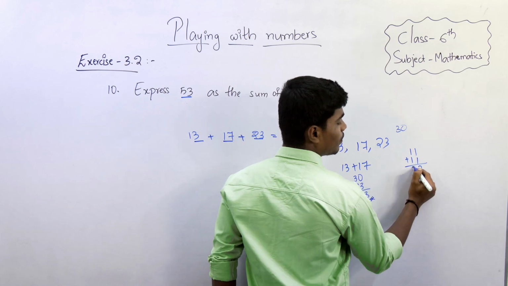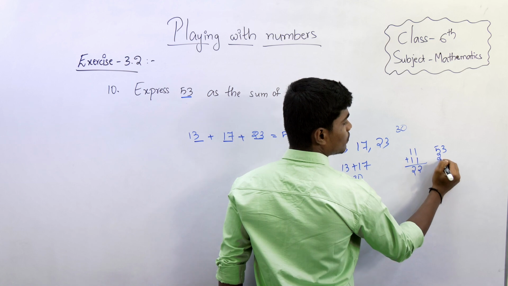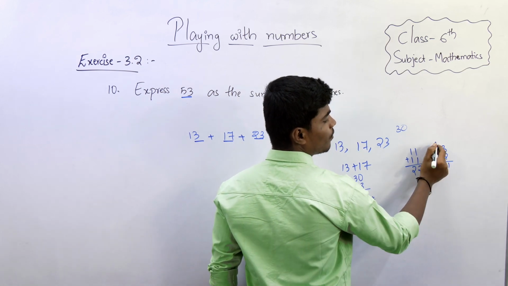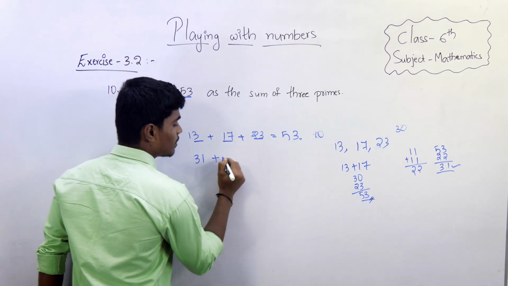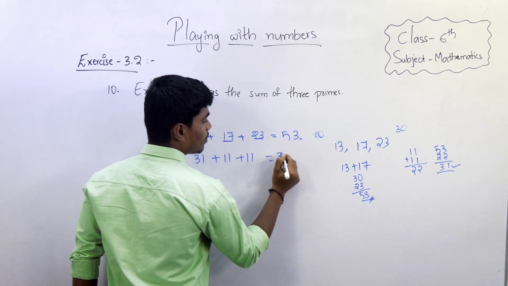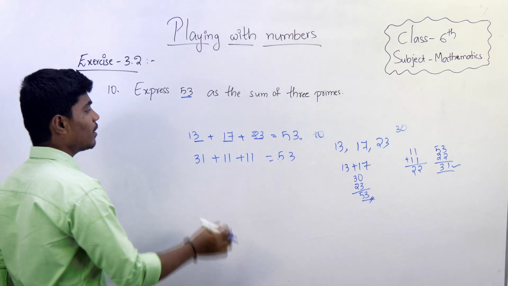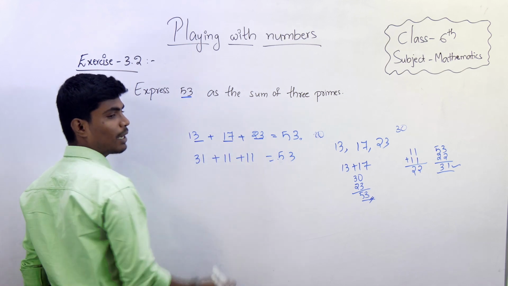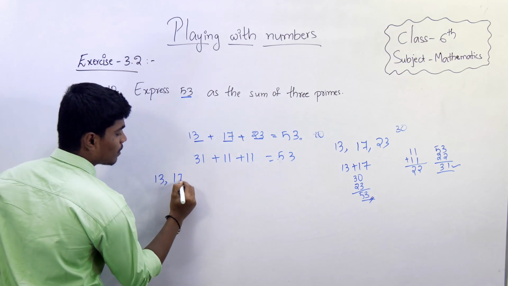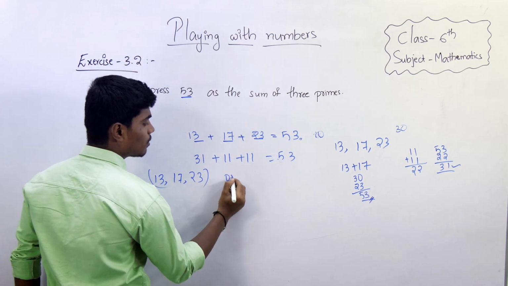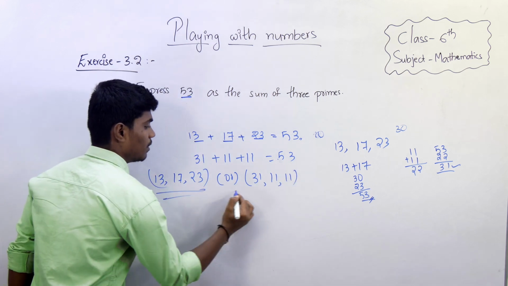So, 13, 17, 23. Okay, if you take 11, 11: 11 plus 11 is 22. Subtract 22 from 53. 3 minus 2 is 1. 5 minus 2 is 3. See, 31 is also a prime number. So, 31 plus 11 plus 11 is equal to 53. Here 31 is a prime number and 11 is a prime number. These three are prime numbers whose sum is 53. So, the prime numbers are 13, 17, 23 or 31, 11, 11. This is the solution.